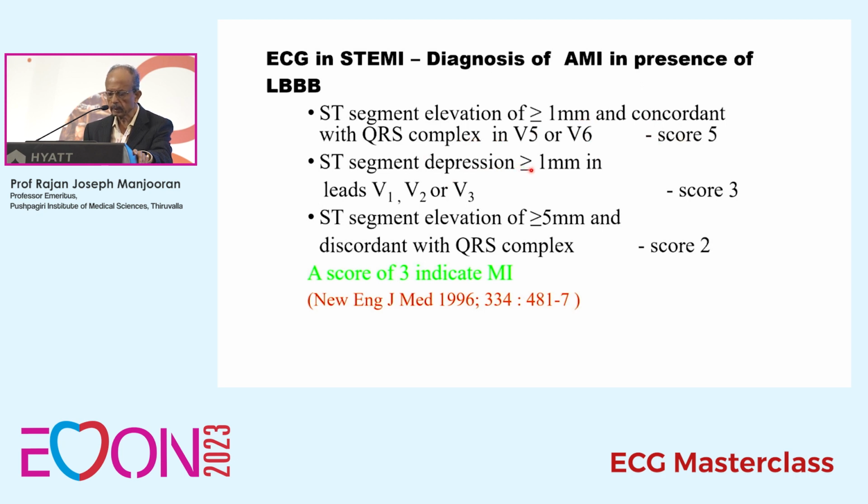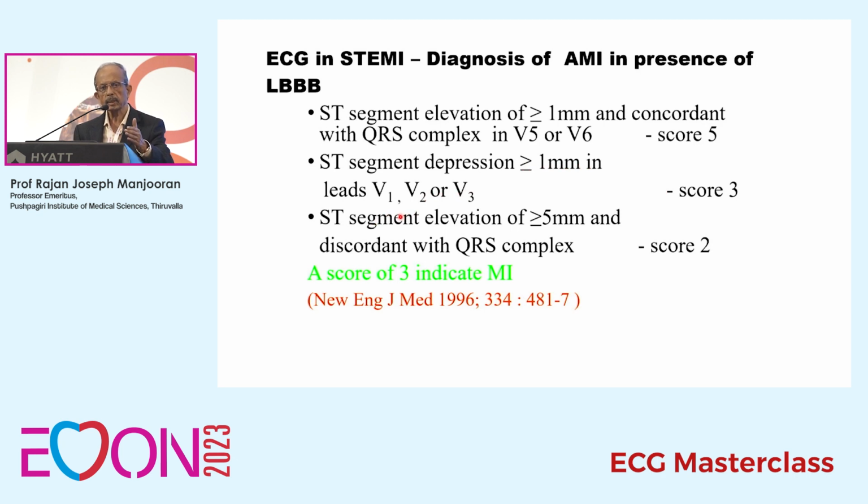So let us look at an example. Here is a patient with left bundle branch block. You can see ST segment elevation in V6. You can see ST segment elevation in V5. And also you can see some ST depression in V1. ST elevation also is in V2, V3. All indicate that this patient has got associated acute ST elevation myocardial infarction.